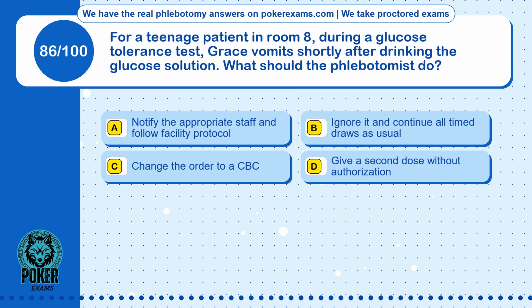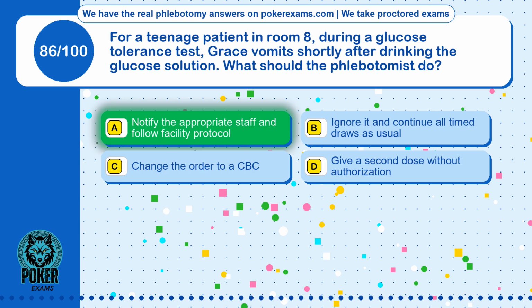Question 86. For a teenage patient in room 8, during a glucose tolerance test, Grace vomits shortly after drinking the glucose solution. What should the phlebotomist do? Option A. Notify the appropriate staff and follow facility protocol. Option B. Ignore it and continue all time draws as usual. Option C. Change the order to a CBC. Option D. Give a second dose without authorization.